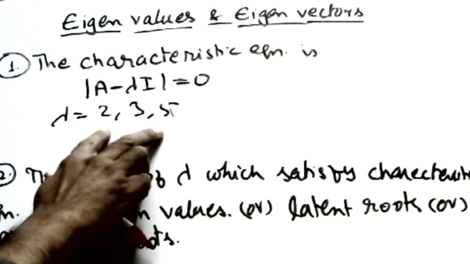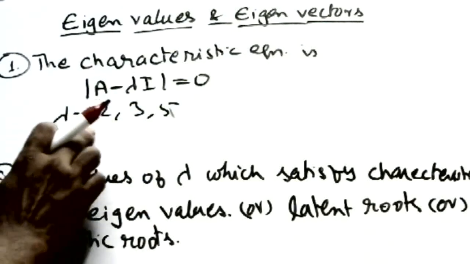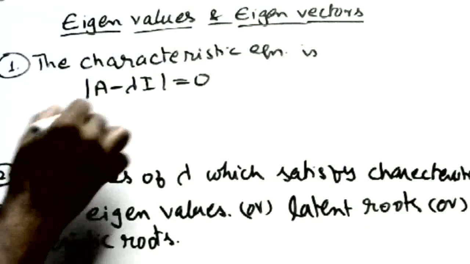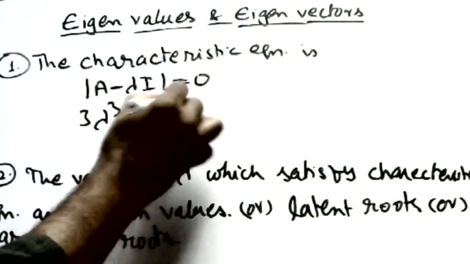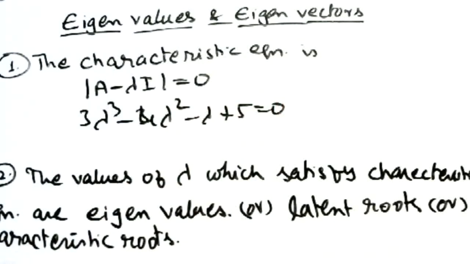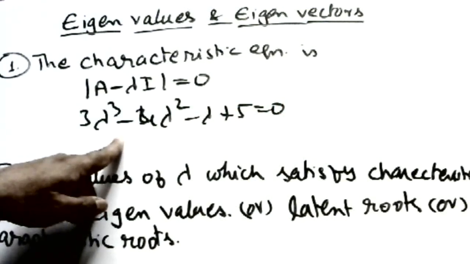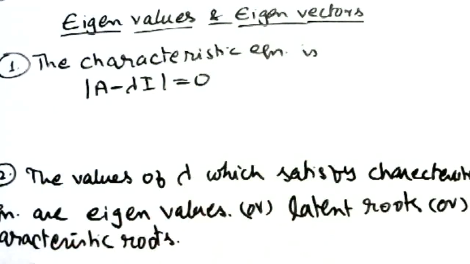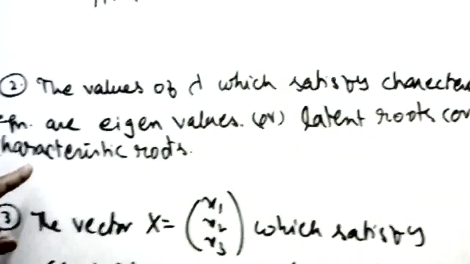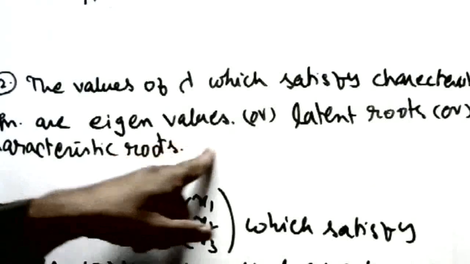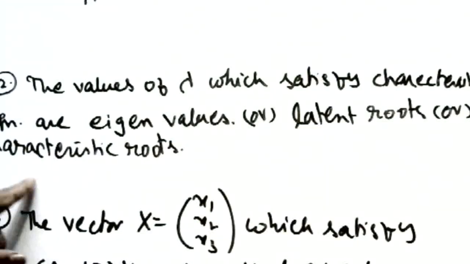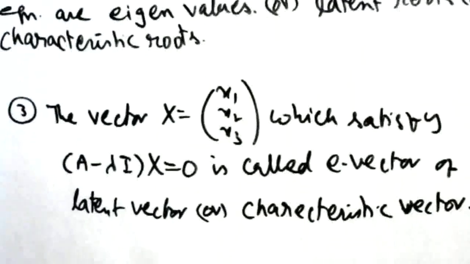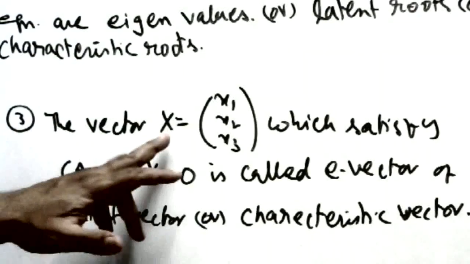The values of lambda which satisfy the equation are called eigenvalues. Generally, we get lambda in a cubic equation, for example, lambda cubed minus 4 lambda squared minus lambda plus 5 equals 0. How to solve the cubic equation? It is very easy, we can take it from the calculator. The values of lambda are called eigenvalues, or latent roots, or characteristic roots. Now the next step is the eigenvector.